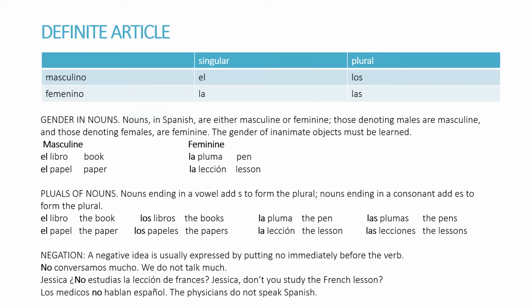Negation. A negative idea is usually expressed by putting no immediately before the verb. No conversamos mucho. We don't talk much. Jessica, ¿no estudias la lección de francés? Jessica, don't you study the French lesson? Los médicos no hablan español. The physicians don't speak Spanish.